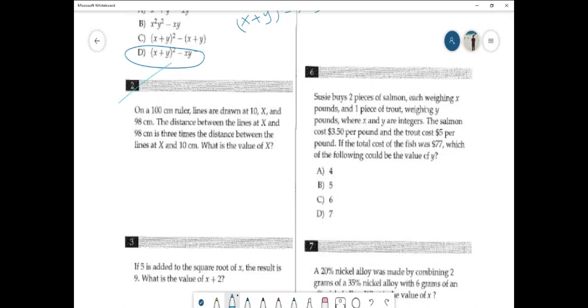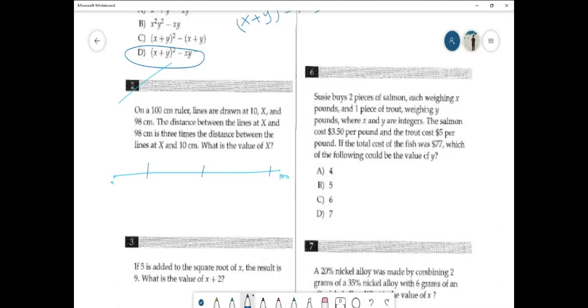Let's solve this one. Number 2. On a 100 centimeter ruler, lines are drawn at 10, x, and 98 centimeters. So we have a ruler, 100 centimeters. Start from 0 until 100 centimeters. The lines are drawn at 10 centimeters. This is 10 centimeters, and this is 98.